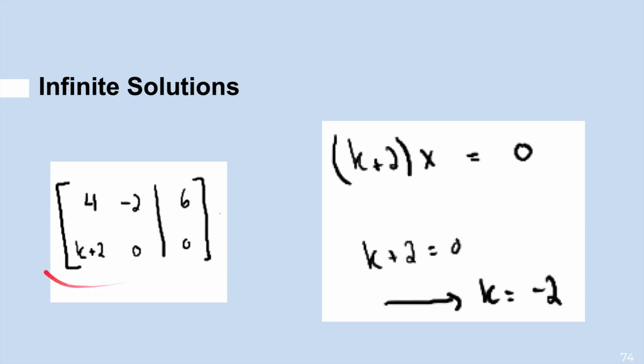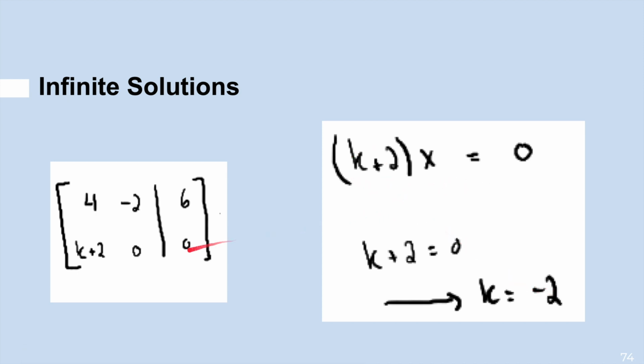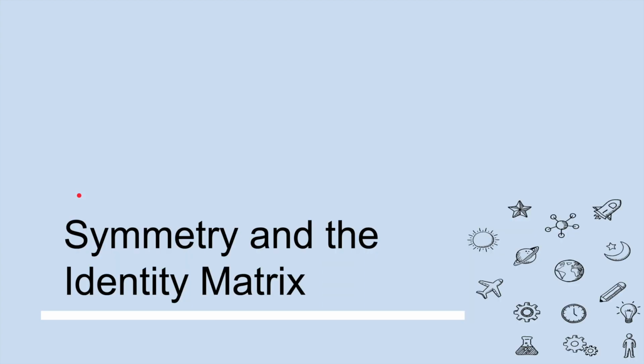Here I have this row is almost all zeroed out, but what's left is my k. So k plus 2 times x, because it's in this first column, I need it to equal 0. How do I do that? Well, if k is equal to negative 2, negative 2 plus 2 is 0. 0 times x is 0. And when I do that, my entire row is full of zeros, and I'm just left with one equation with two variables. So that's it for my equations.